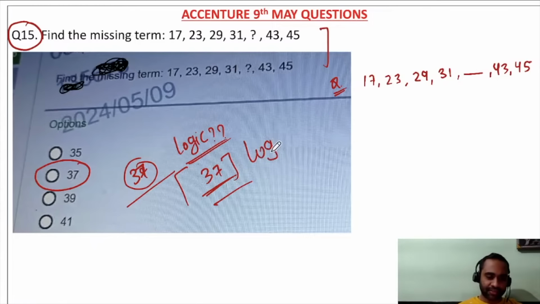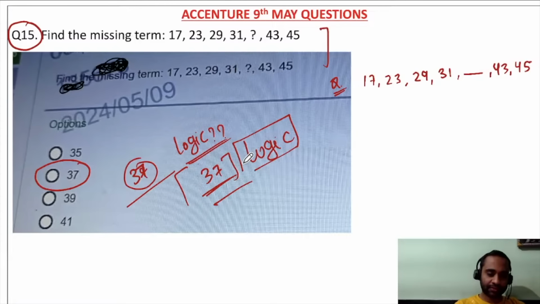Tell me the logic, guys. Tell me the logic, how it is coming to 37. Okay.